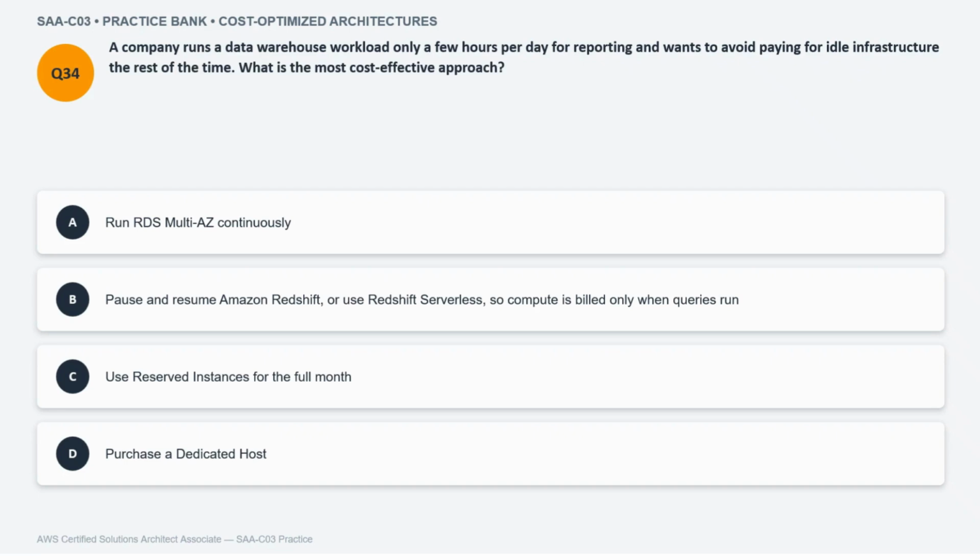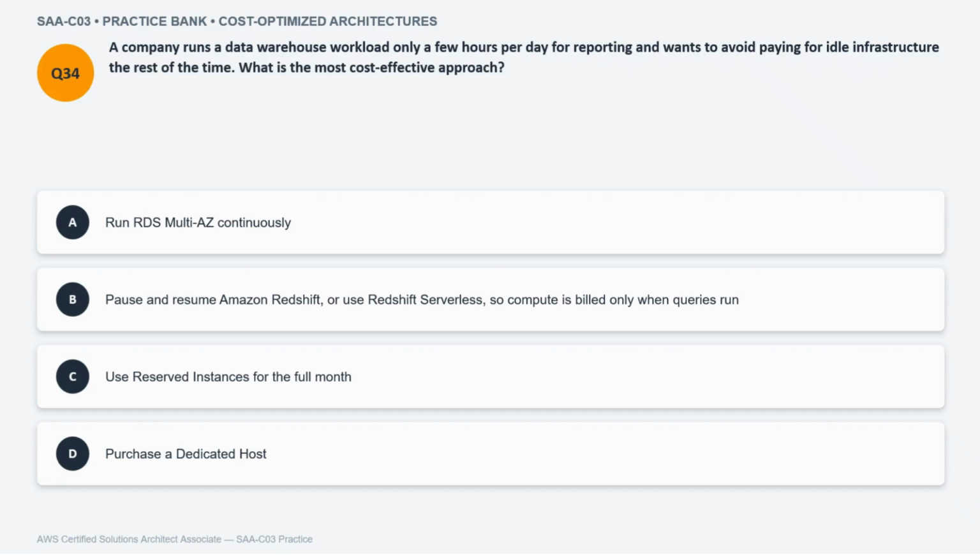Question number 34. A company runs a data warehouse workload only a few hours per day for reporting and wants to avoid paying for idle infrastructure the rest of the time. What is the most effective approach? RDS Multi-AZ continuously. Pause and resume Amazon Redshift and use Redshift Serverless so compute is billed only when queries run.